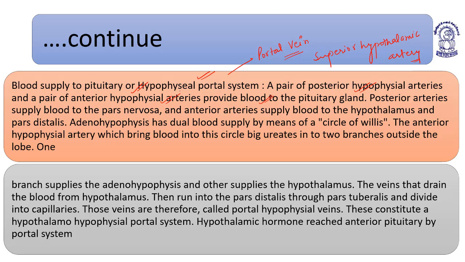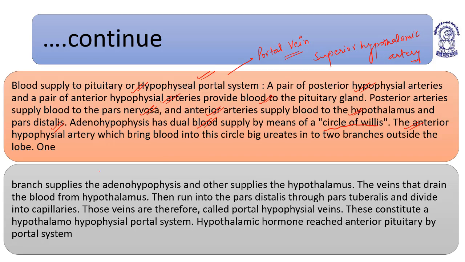Posterior arteries supply blood to the pars nervosa, that is the neurohypophysis, and the anterior arteries supply blood to the hypothalamus and the pars distalis. As we have already discussed the different parts of the adenohypophysis and neurohypophysis. Adenohypophysis has a dual blood supply by means of the circle of Willis.